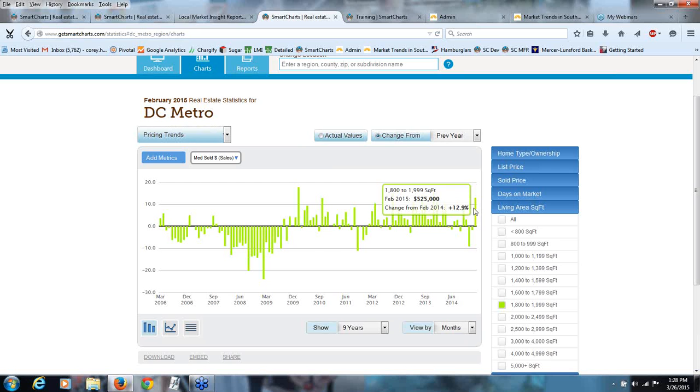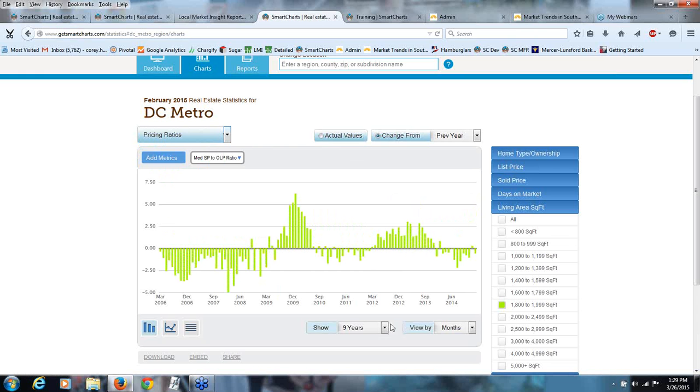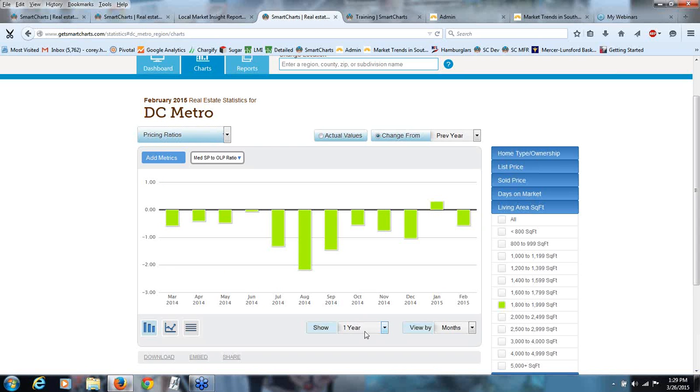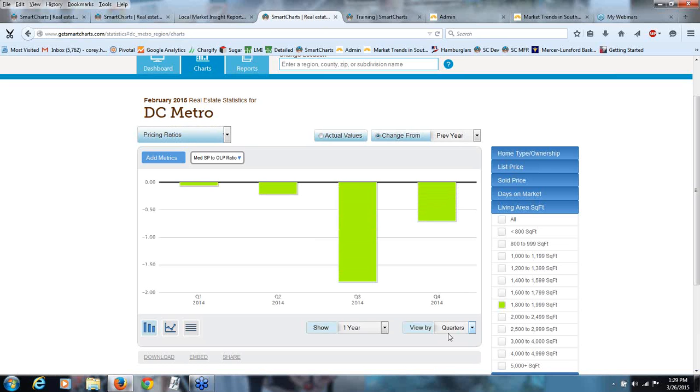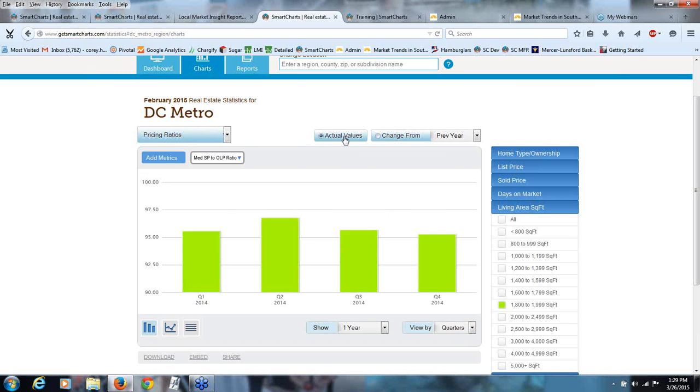But the chart that I think makes the most sense, and shows objectively what happens when you overprice a home, we can get at that through the pricing ratios section. So I'm going to go ahead and do 1 year, and you can see where I'm changing the range of how far back you want to go. And I could also change it from monthly view to quarterly view. For something like this where it's just giving them context into the larger question of what happens when homes are overpriced, switch this back to actual values.